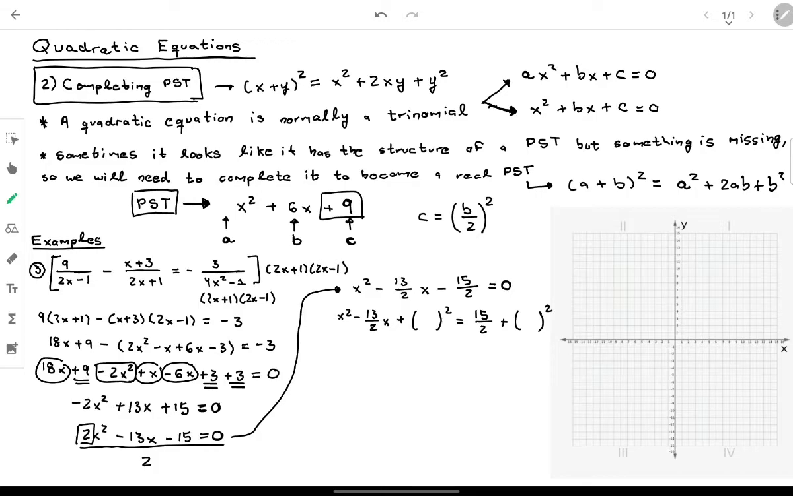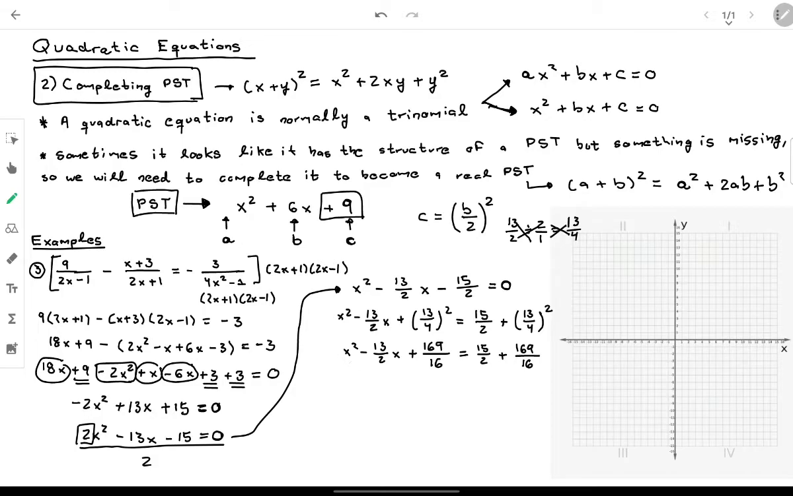What happens in this case? Remember, to obtain c, it's the middle term divided by 2, all of it squared. If I divide 13 halves by 2, it's going to be 13 quarters, because 13 multiplied by 1 is 13, 2 times 2 is 4. That means here we will have 13 quarters, all of it squared. So what will happen here is x squared minus 13 halves of x plus 169 divided by 16 equals 15 halves plus 169 divided by 16.